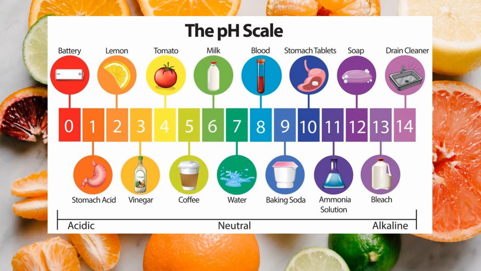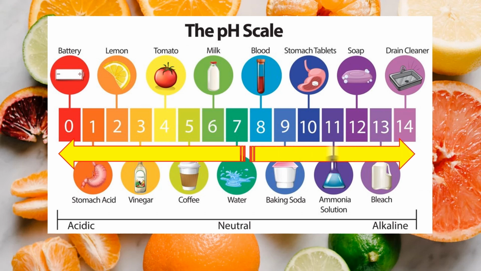As for the alkaline pH range, blood has a pH of 8, while bleach and drain cleaner have a pH of 13 and 14 respectively. This means that bleach and drain cleaner are much more corrosive than blood. So, what can we conclude from this table? The lower the pH value, the stronger the acid, while the higher the pH value, the stronger the alkali.